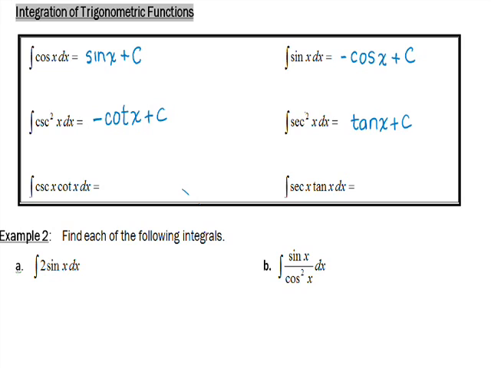Taking a look at the integration of cosecant cotangent, we can think that, okay, we would take the derivative of cosecant to give us negative cosecant cotangent, so the integration of cosecant cotangent must be negative cosecant. And for similar reasoning, the integration of secant tangent, you guessed it, secant.